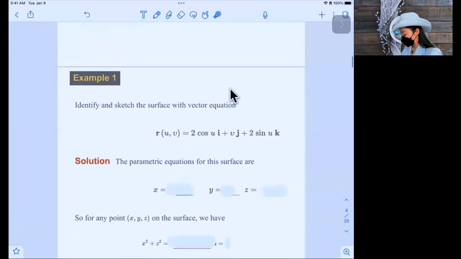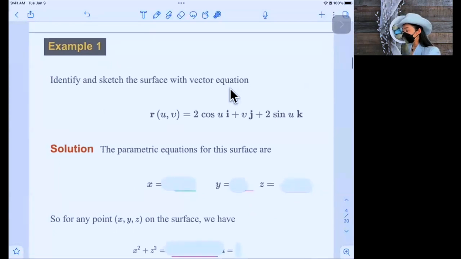Now let's use some examples to understand this a little bit better. So let's identify and sketch the surface with this vector equation. I'll let you work on this for a little while.